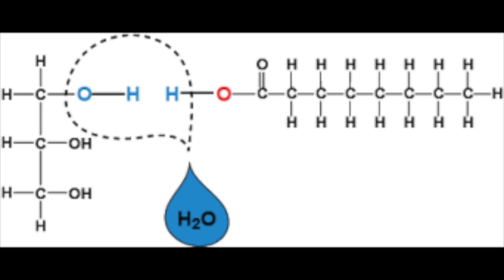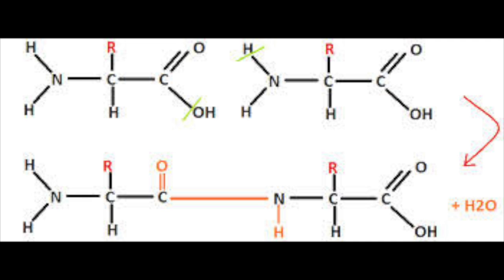Dehydration synthesis takes away the water, H2O, to bond things together. This is possible because it takes a hydrogen from one monomer and a hydroxyl group from another monomer, making H2O as well as a dimer and polymer.